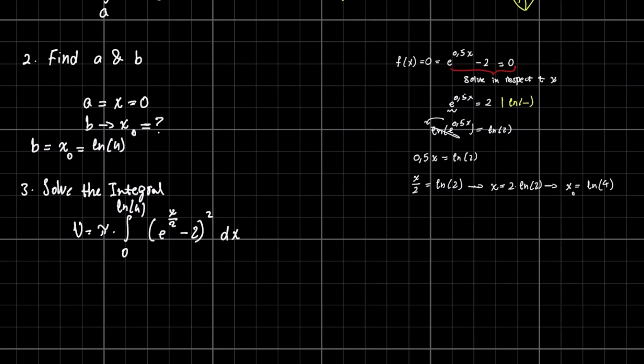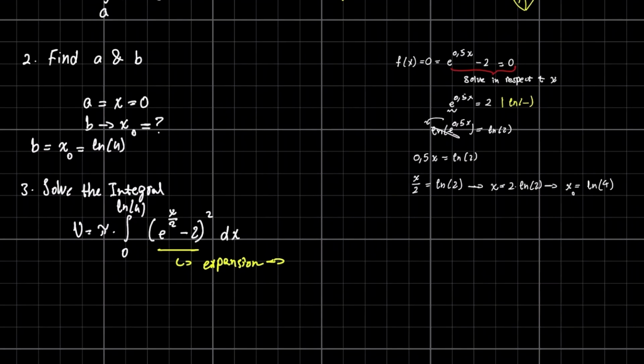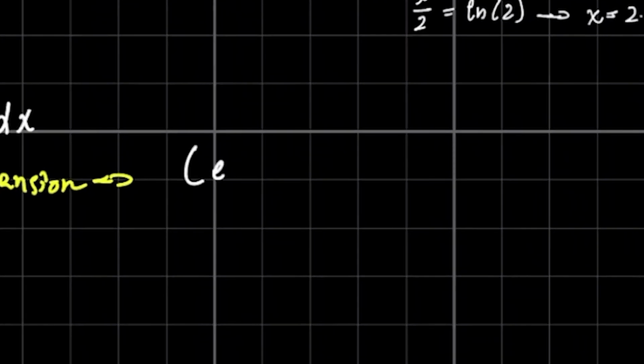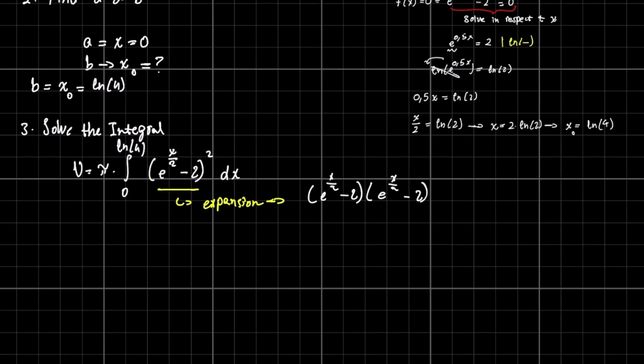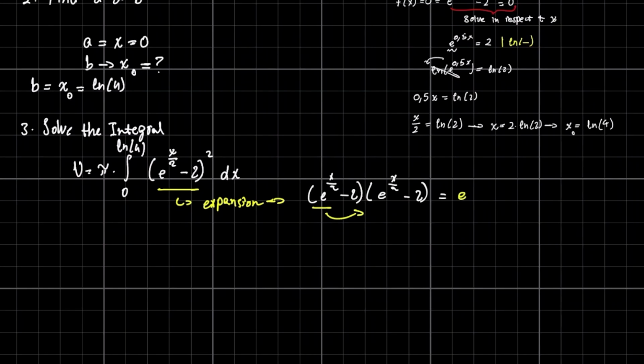And we will notice here the binomial form. I need to do the binomial expansion. I'll do that easily right here. I'll have e to the power of x over 2 minus 2 times e to the power of x over 2 minus 2. And so I just need to multiply. So this multiplied by this, e to the power of x over 2 multiplied by e to the power of x over 2. That'll give me e to the power of 2x over 2, which will just basically be e to the power of x.